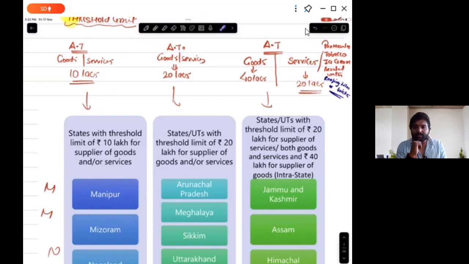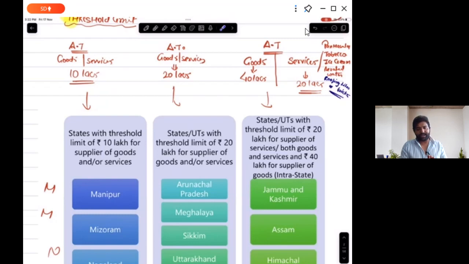There might be another circumstance, like I am a person who is registered or who is doing business in Maharashtra, but I am dealing in goods as well as services. Now for goods, the limit is 40 and for services, the limit is 20. So what limit will be applicable in such case? I'll always go for the lower side, always. So if I am crossing a turnover of 20 lakh now, I need to get registered in Maharashtra. So it is as simple as that. Always go for the lower side.